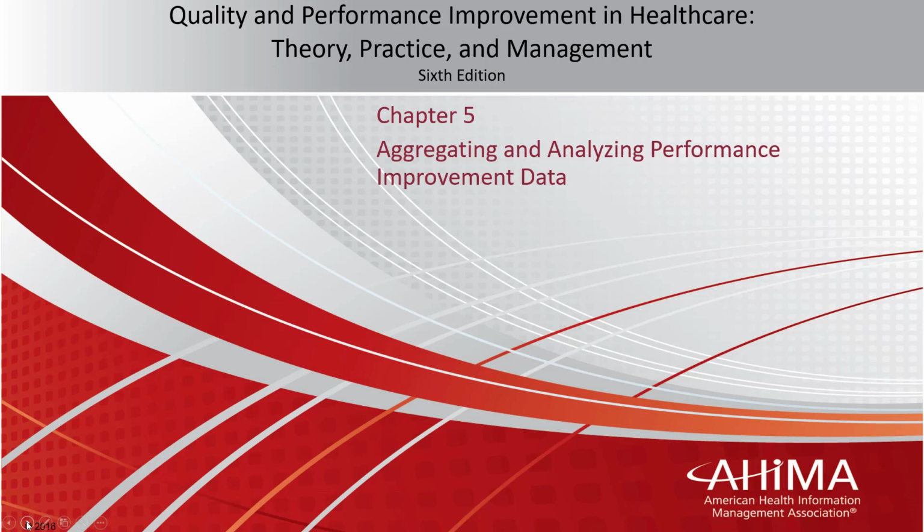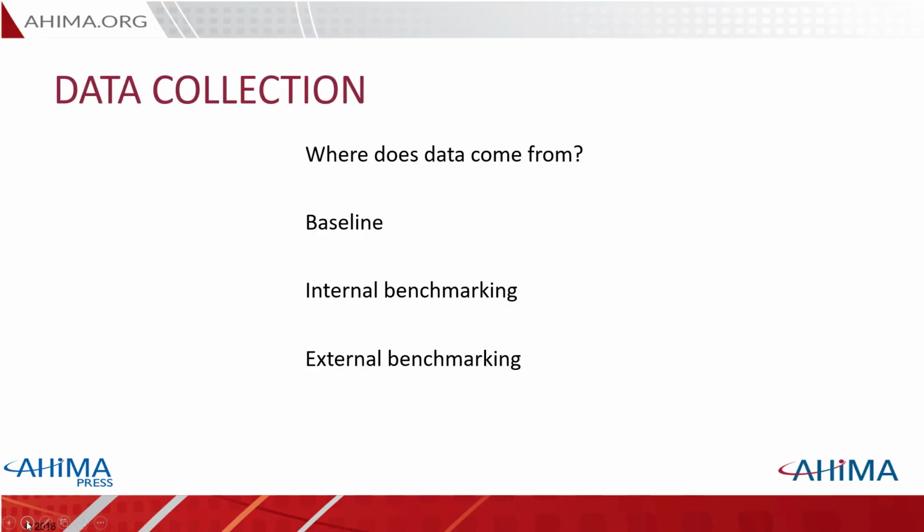All right, in chapter 5, we look at aggregating, which is just a fancy word for putting together different things. So aggregating and analyzing performance improvement data. So we start with data collection. Where does the data come from? Well, we get it from places like patient health records, organization-wide incident reports, employee performance evaluations, staff competency reports, patient surveys, and things like that.